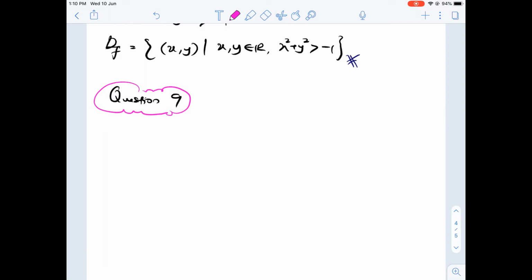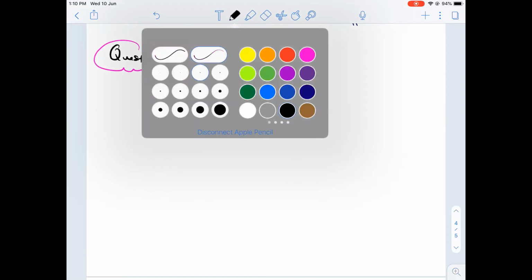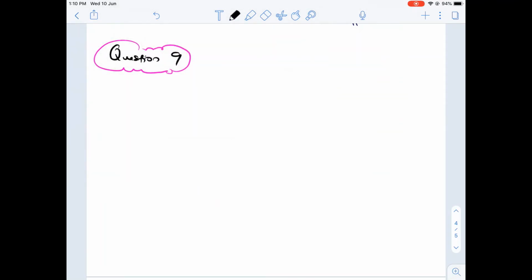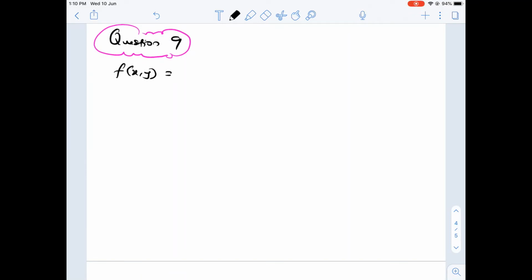Okay, we have a function. This question is quite interesting: partial derivatives. So we have f(x, y) equals 4x to the power of 5 y cubed minus 10xy plus 6x squared minus 8y plus 7. Now, question number 1.